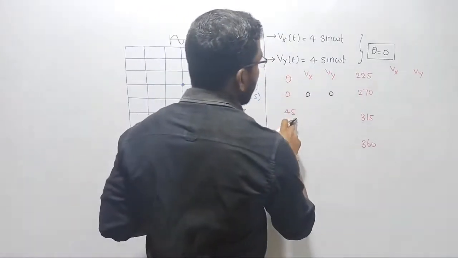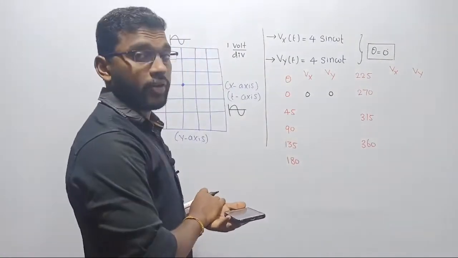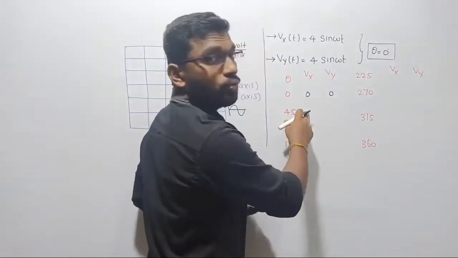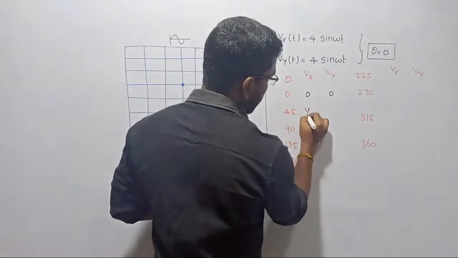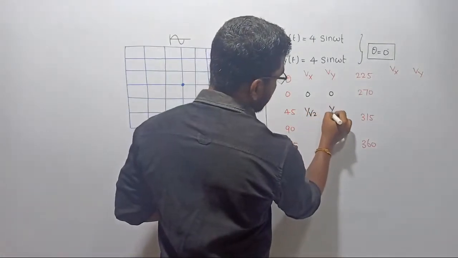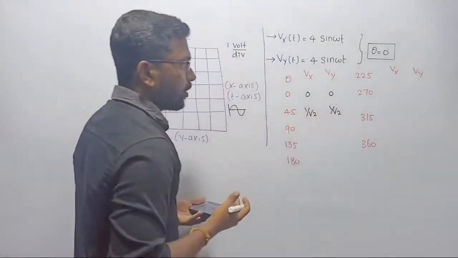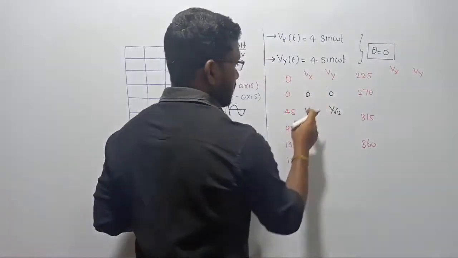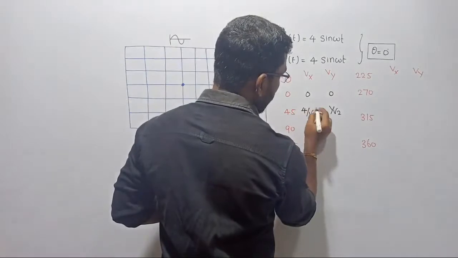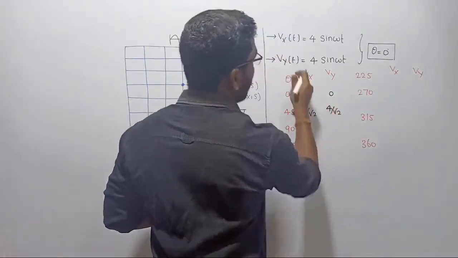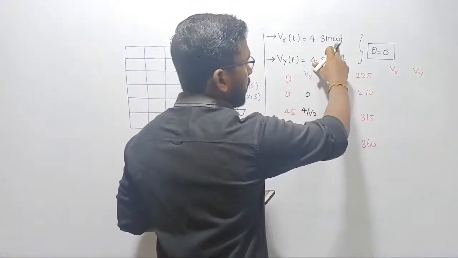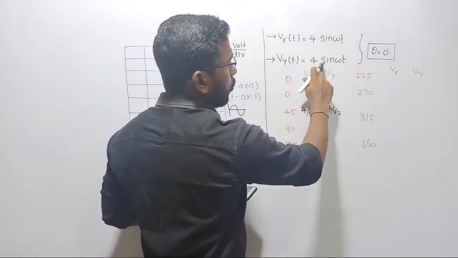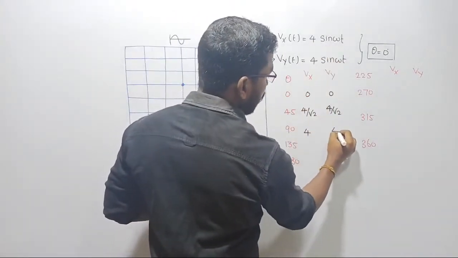At 45 degree, what will happen? The value of sine 45 is 1 by root 2, right? So this is 1 by root 2, and this is also going to be 1 by root 2. Next, at 90 degree, sine 90 is 1. I forgot to keep 4 also, so 4 by root 2 is the maximum value. At omega t equal to 90, sine 90 is 1, 1 into 4, so both are going to be 4, 4.